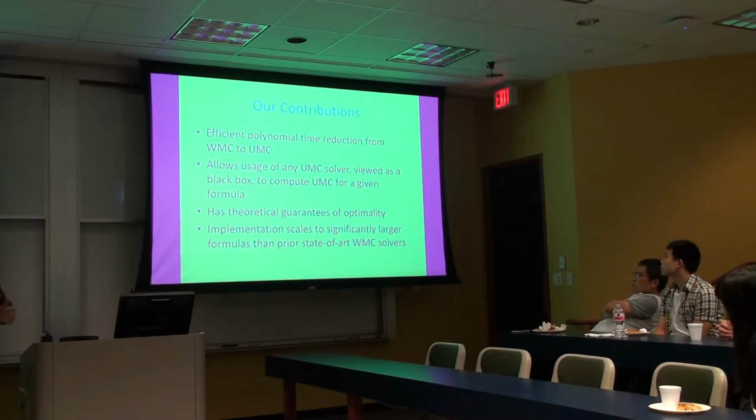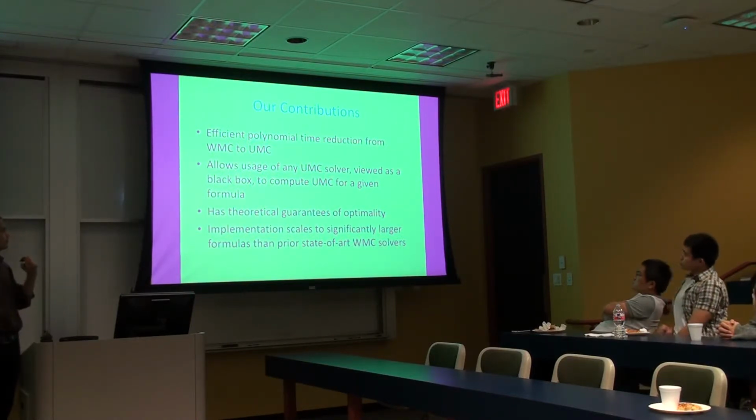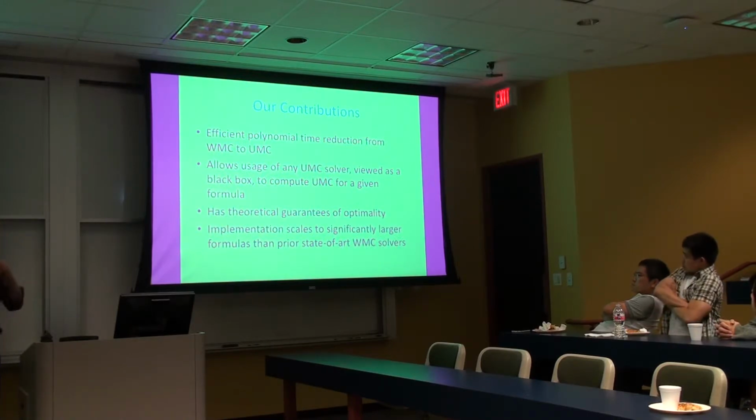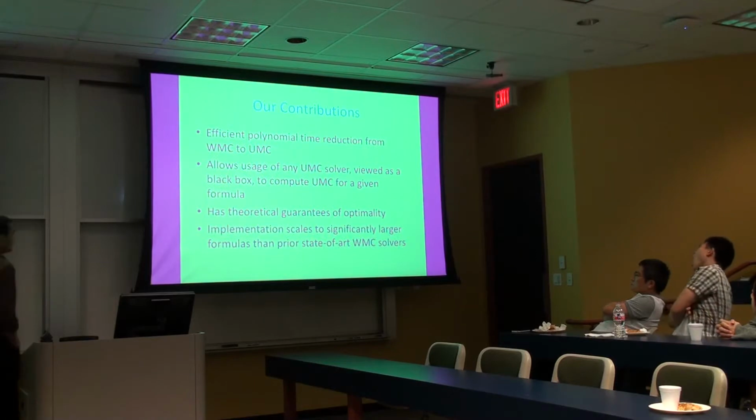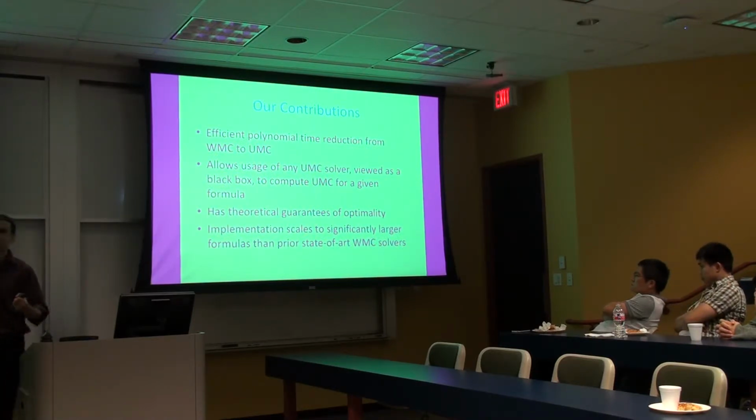Furthermore, we propose a very efficient polynomial time reduction that reduces the problem of WMC to UMC. This allows us to use any UMC solver, viewed as a black box, to compute the count for a given formula. Our reduction has theoretical guarantees of near optimality, and the implementation scales to significantly larger formulas than prior state-of-the-art WMC solvers.